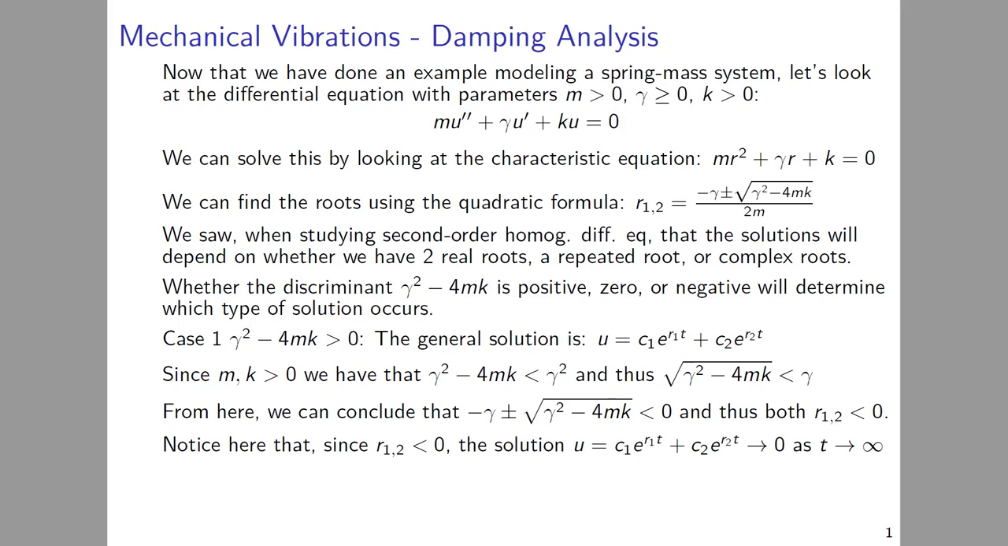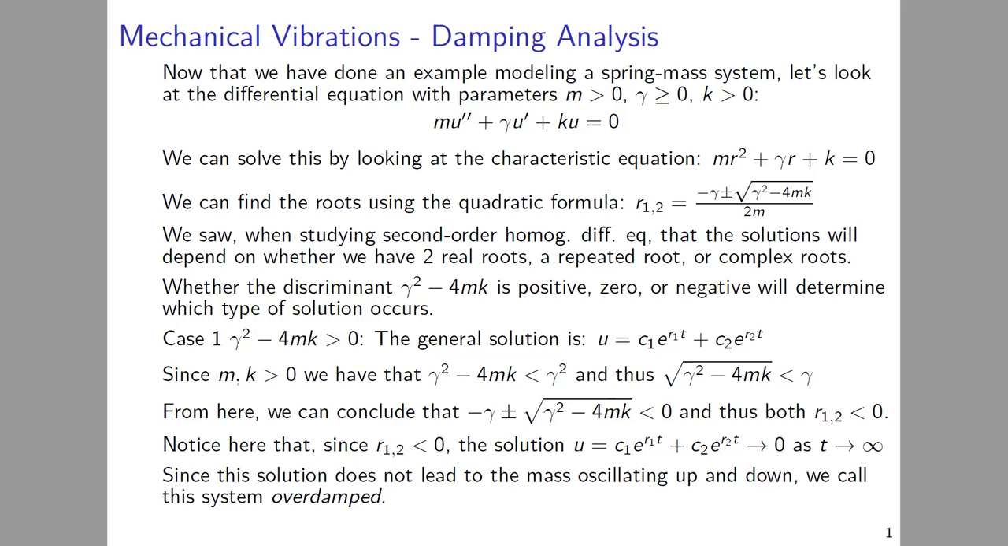And notice here that since r1 and r2 are negative, the solution u equals c1 e to the r1t plus c2 e to the r2t will go to 0 as t goes to infinity, since our coefficient of t in both exponents of our exponentials are negative. Since the solution does not lead to the mass oscillating up and down, as these exponential functions are not periodic, we call this system overdamped, because the spring almost immediately comes to rest because the damping is so high.